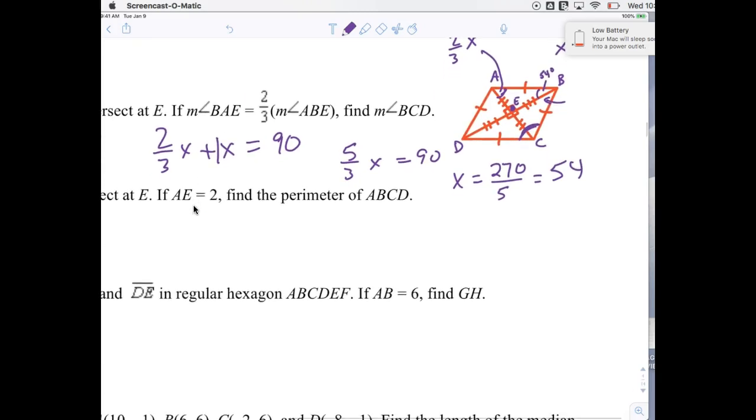So look right here. I'm just going to make sure I'm doing this right. BAE is equal to 2/3 of ABE, right? So ABE is what? X, right? The other one is 2/3 of that. Do you agree or not? Right? Now, come on now, you guys.